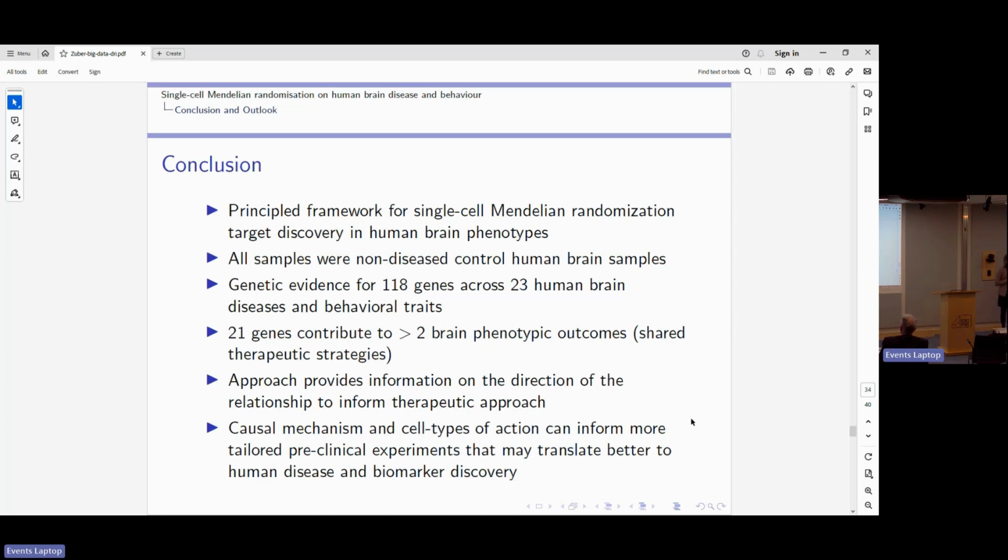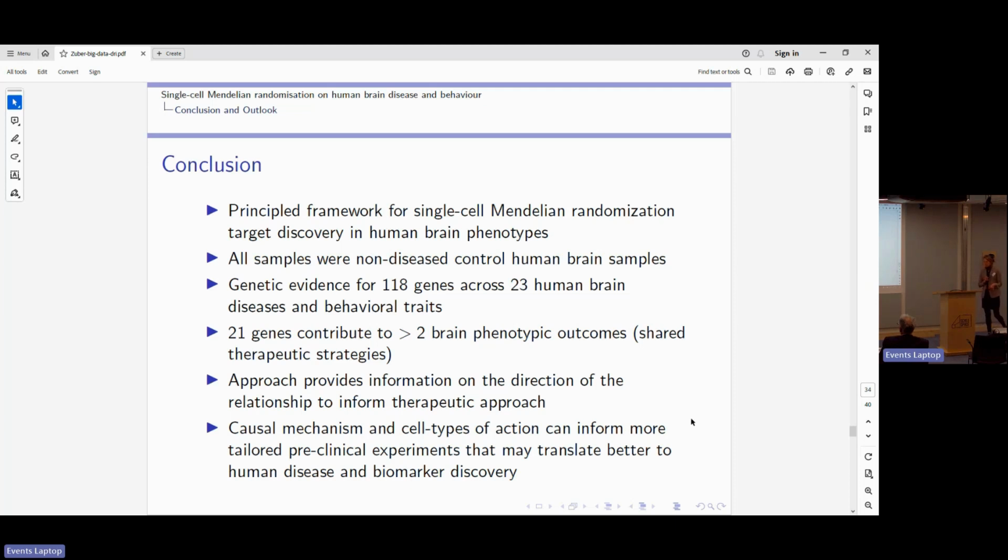This is an important step to rule out or reduce the risk of reverse causation, as we've seen what Neil has done. What Neil showed about the problem that a disease may also cause changes in the phenome. And here we want to ensure this by measuring the expression data on healthy individuals only. In total, we have genetic evidence for 118 genes across 23 human brain diseases and behavioral traits. We also find 21 genes that contribute to more than 2 brain phenotypes.